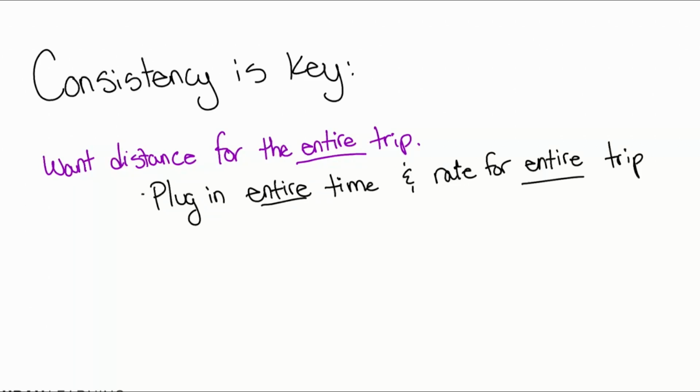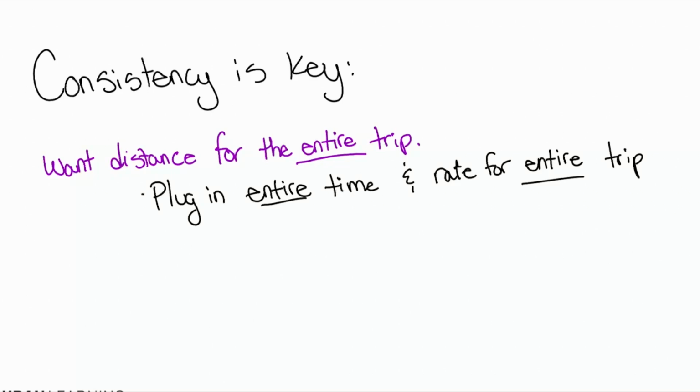It's going to take you maybe 20 seconds to write that down with my bad handwriting, only because you have to squint. I get it. But go ahead and write that down. Consistency is key. So if you want the distance for the entire trip, you have to plug in the entire time and the entire rate. You have got to be consistent.